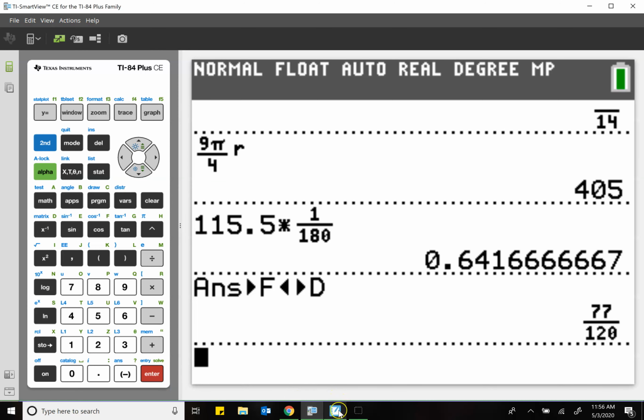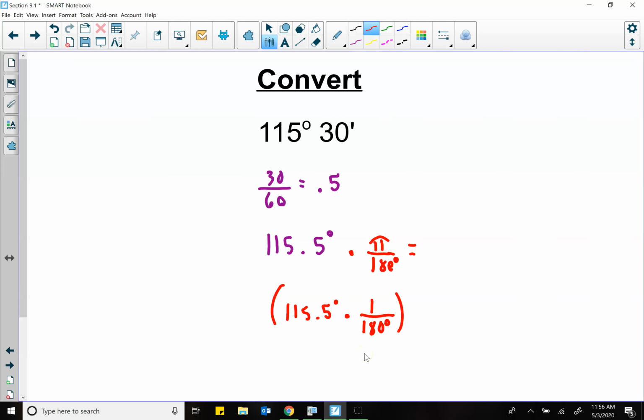Just don't forget to put pi in the top. So 77 over 120. So 77 pi over 120. There's the radian measure. See, not too bad, but definitely using a lot of those skills that we already know. So know that if you need to convert degrees, minutes, and seconds into radians, you got to turn it into its decimal first, and then multiply by what you know how to do. Okay?